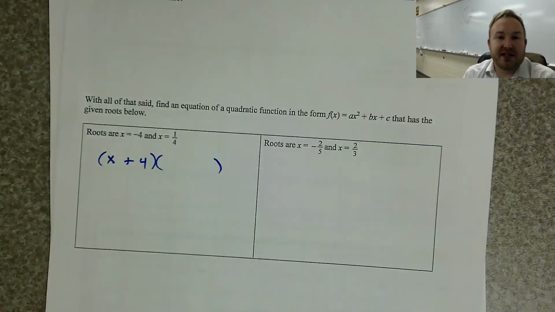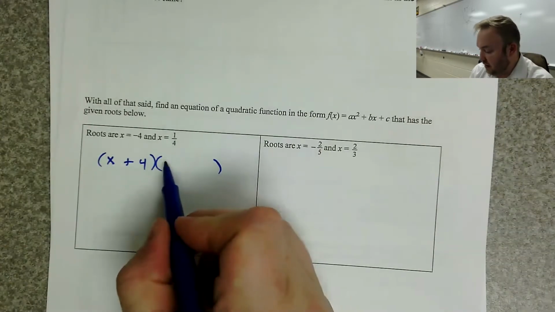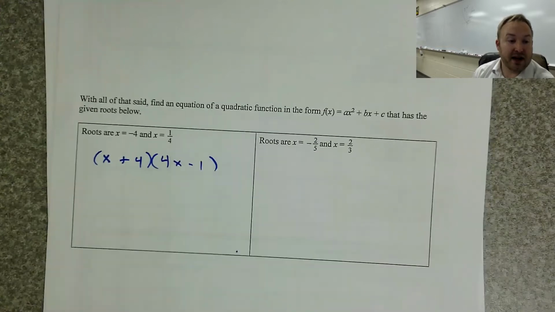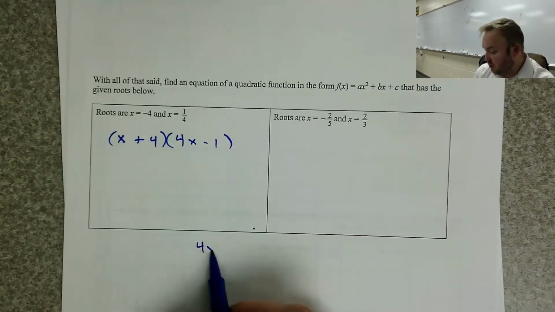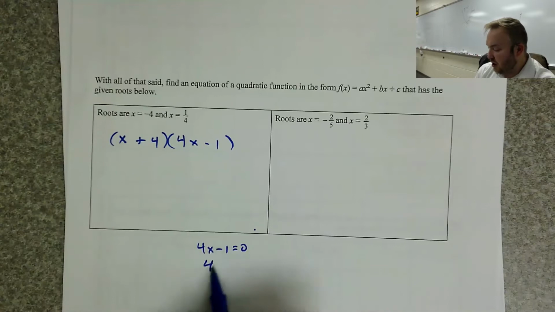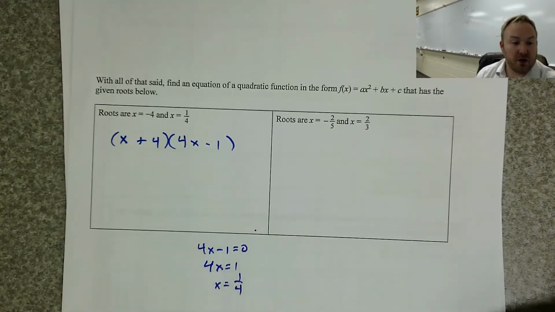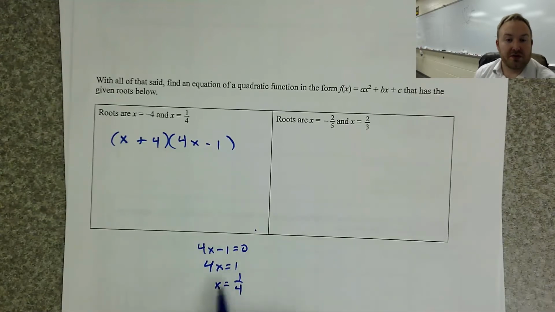How about if my root is x equals 1/4? What would that factor need to be? Well, that would need to be 4x minus 1. If you set 4x minus 1 equal to 0 and you solve that, you get x equals 1/4. So if x equals 1/4 is our root, then 4x minus 1 is our factor.